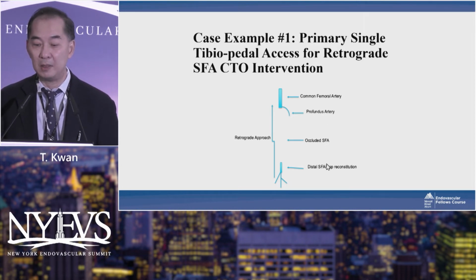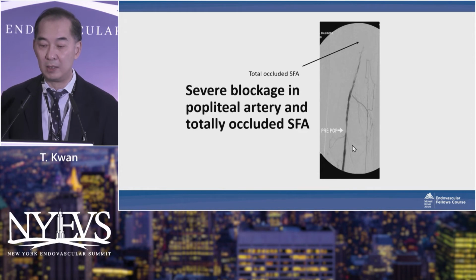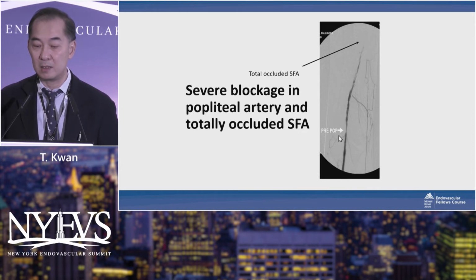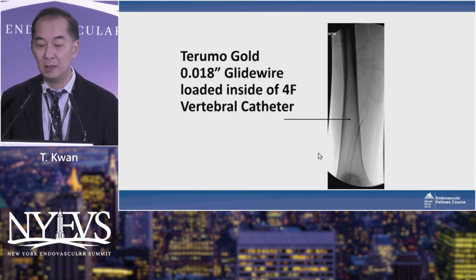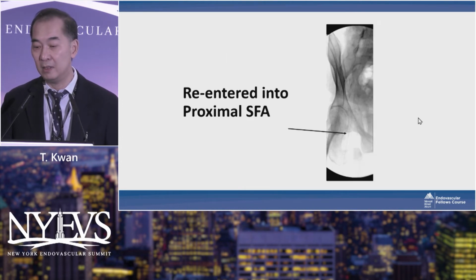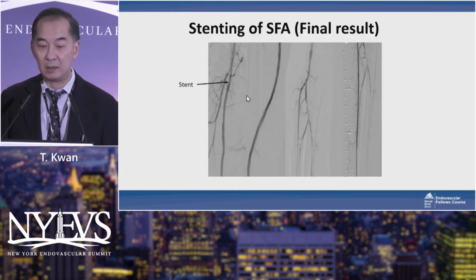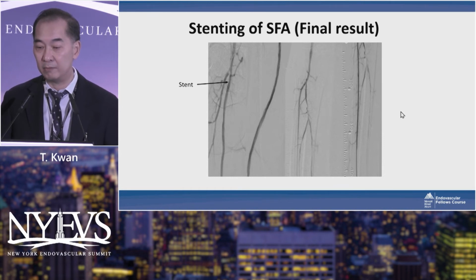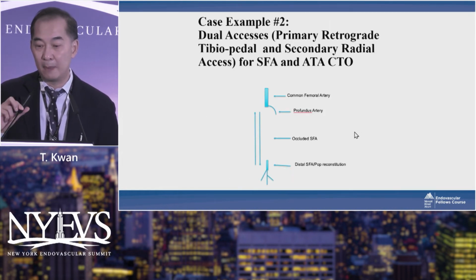When we do the pedal approach with single access, we can go up and access a pedal artery, and you can see the SFA CTO here. We loaded a 0.018 glide wire and used a 4 French vertebral catheter, and went up with re-entry into the SFA, very easy. You can do everything from the pedal sheath: stenting, balloon, with a good result.